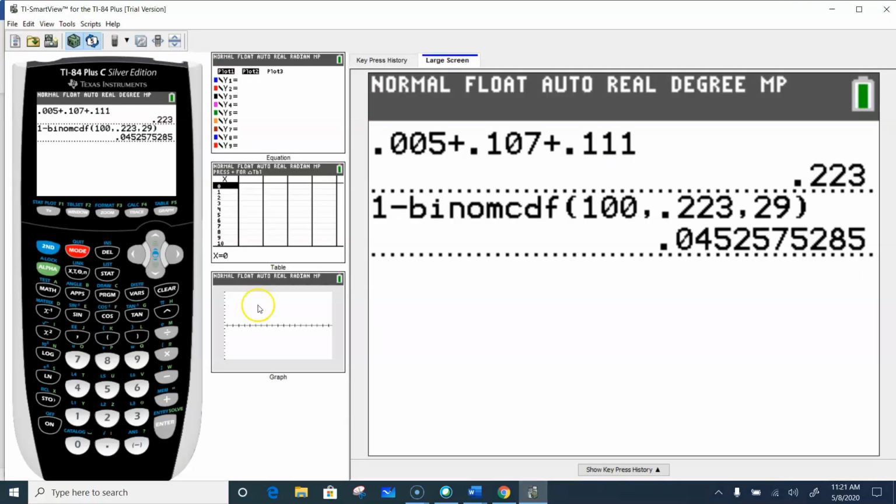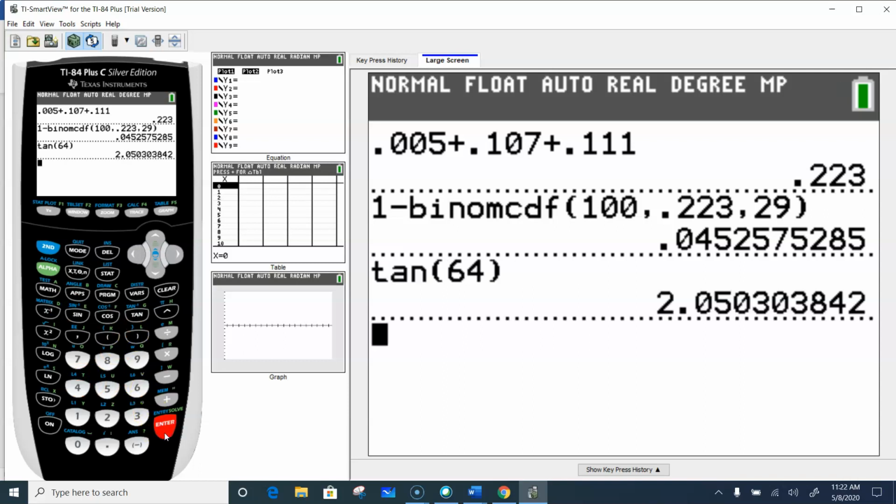So I'm going to go to my calculator to take the tangent of 64 degrees. You want to make sure your calculator's in degree mode. If it's not, you'll get a weird answer. So if you don't get the same answer as me, you want to change your mode to degree mode. So when I take the tangent of 64, I get 2.05.